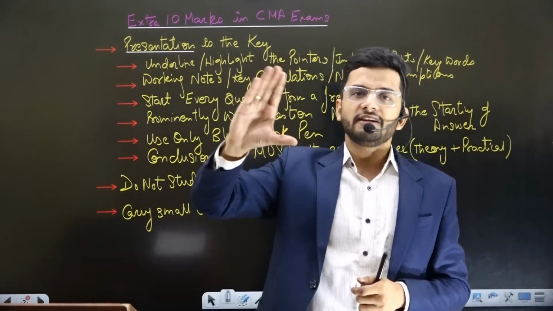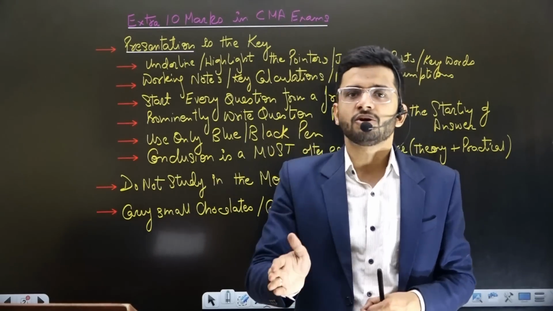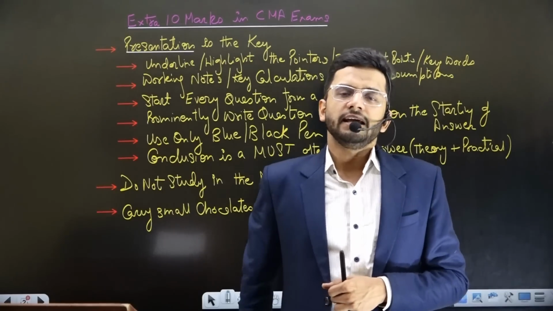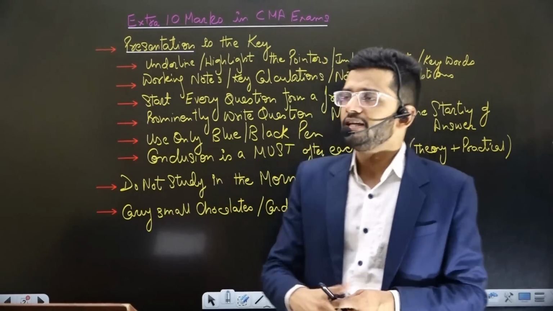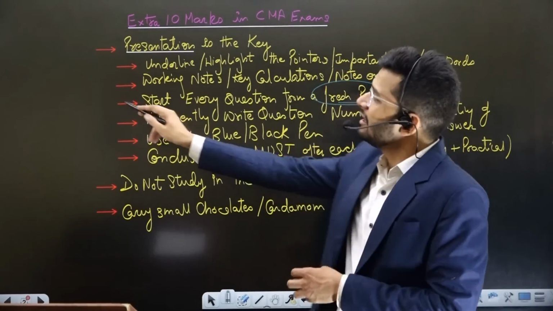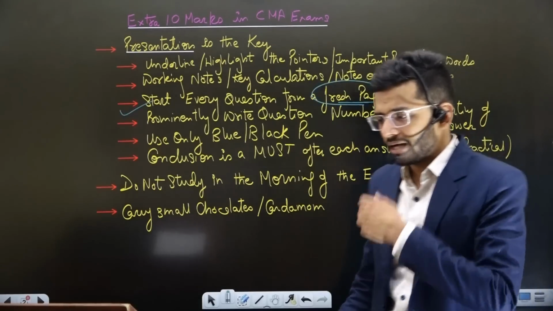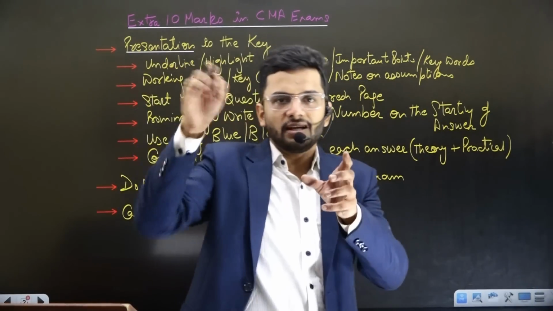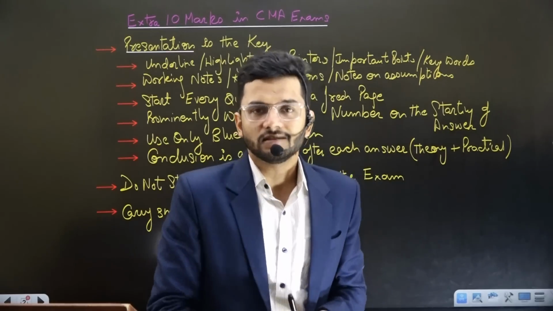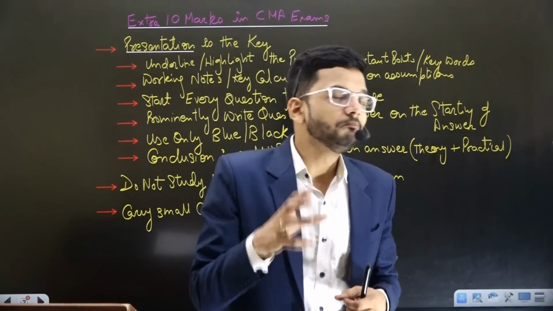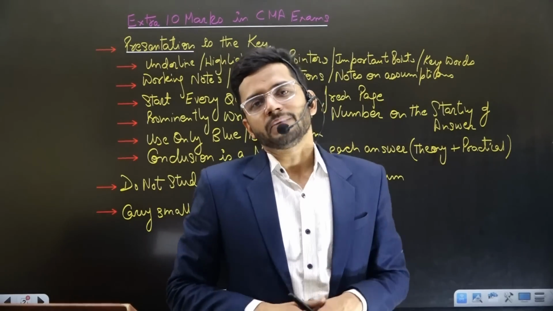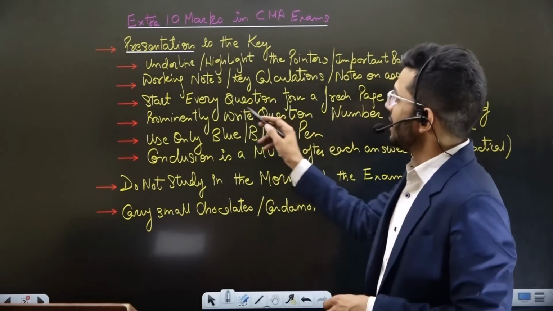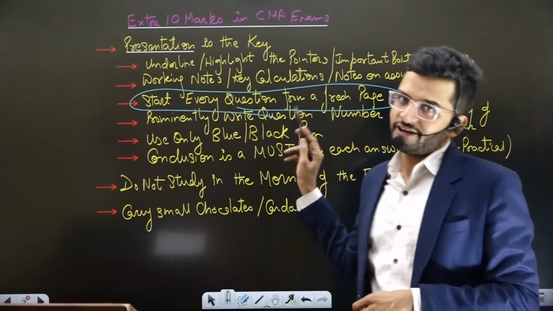So if half a page is left from your previous answer, do not start your next answer in that half page. Leave that half page, and start your answer on the next page. Start every answer from a fresh page. Why is this stringent requirement? The reason is that when an examiner is checking a particular question in a flow, and the next question starts on the same page, he might skip marking you on that particular question. There is a possibility. So every question should be answered from a fresh page.